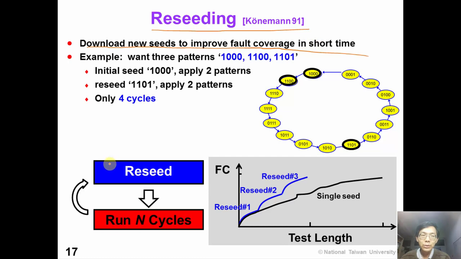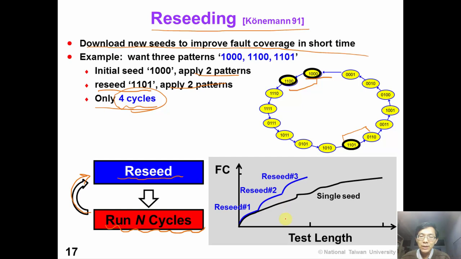The procedure to run reseeding is we download a seed and we execute n cycles, and then we repeat to download a new seed. For example, for the same LFSR, starting from the initial seed 1000, we run 2 cycles, and then we reseed to 1001. Again, we run 2 cycles. In this way, we only need 4 cycles compared with previous techniques. We can save a lot of test time.